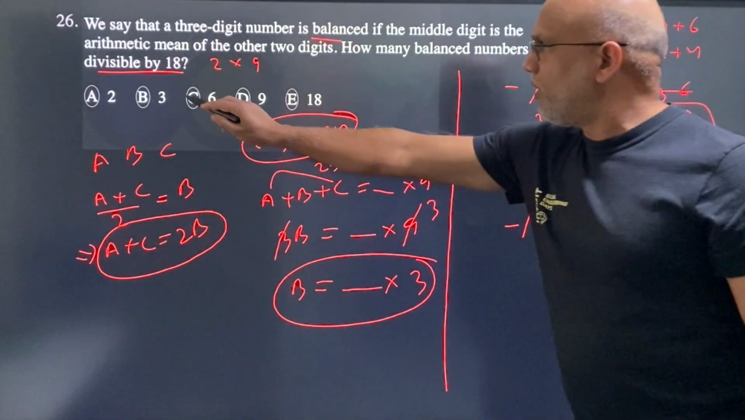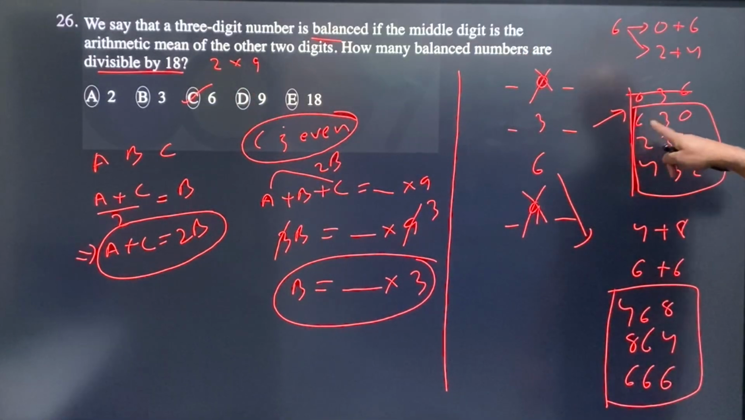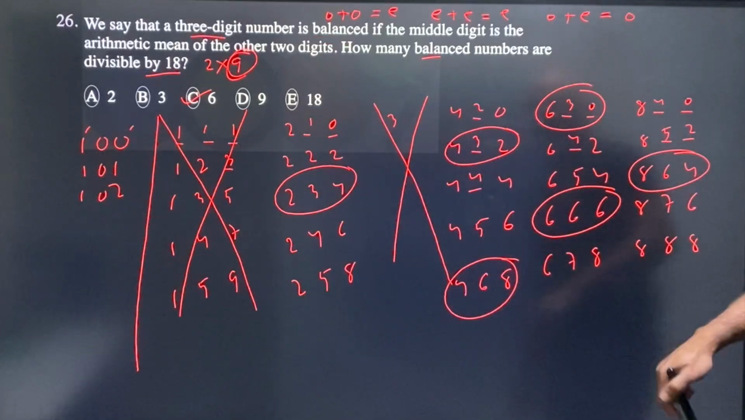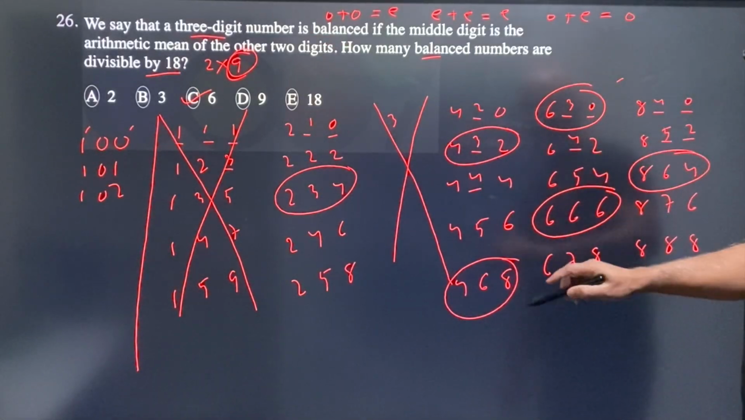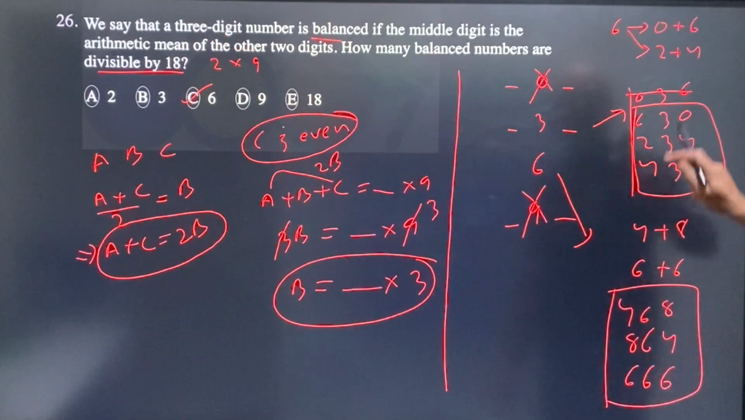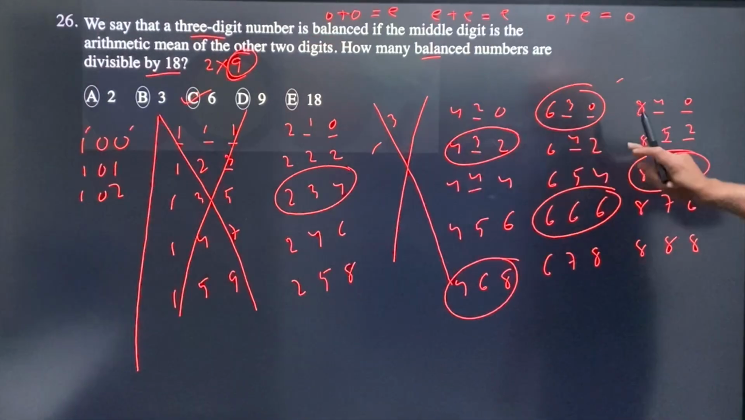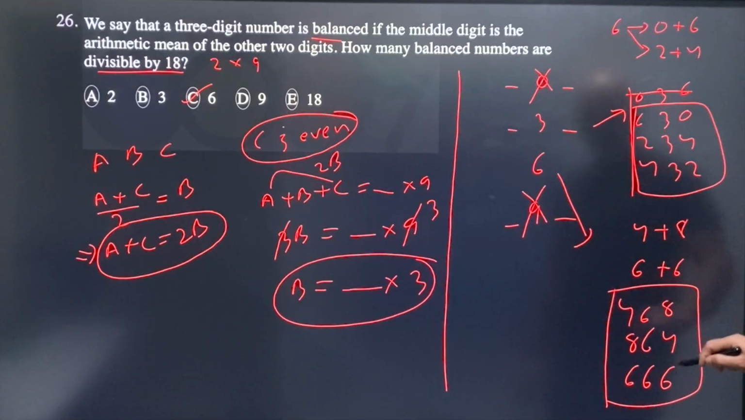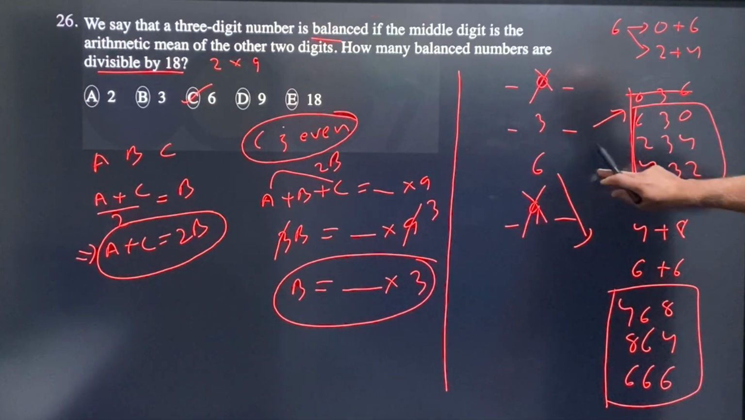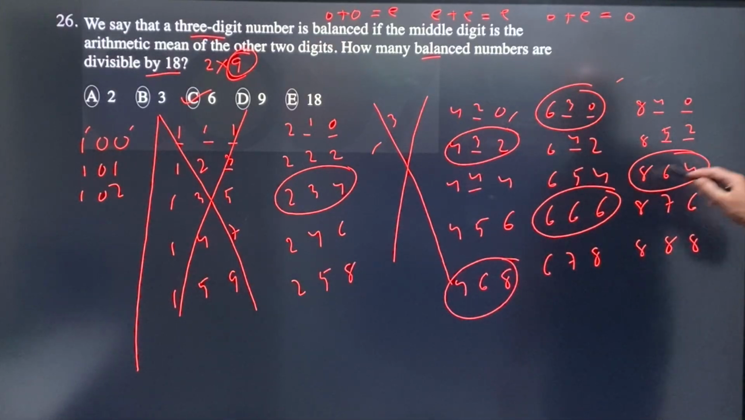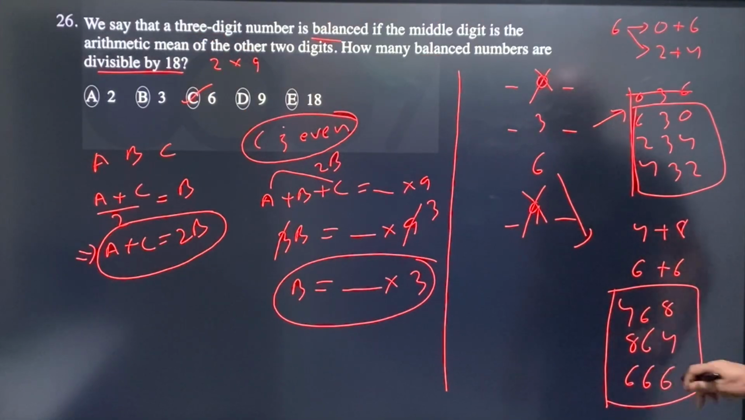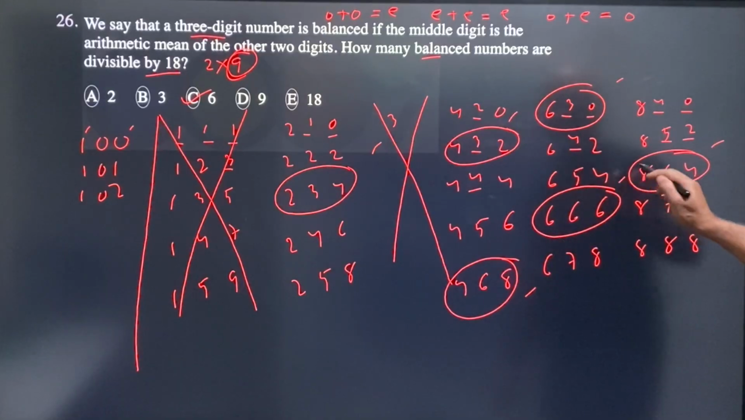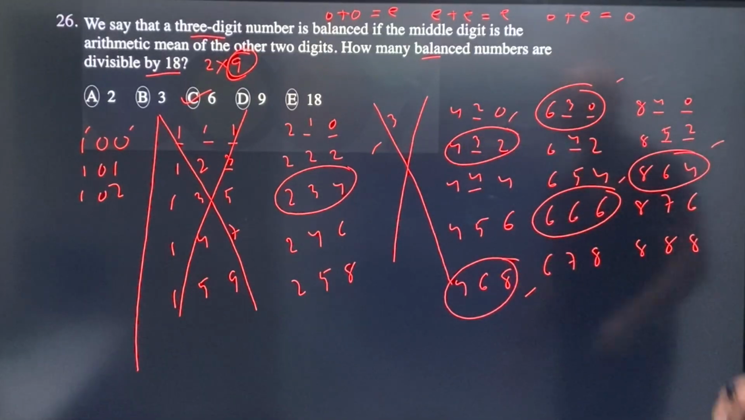So again we have only 6 of those, and we can verify: 630, 234, 432, 468, 864, and 666. We get those 6 numbers.